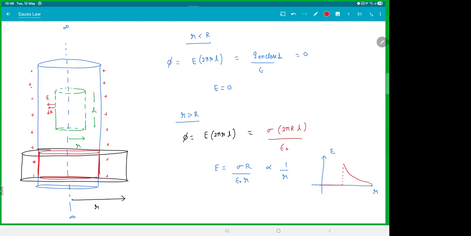All clear with this? This is the field inside a hollow cylinder. We don't have this result in electrostatics. You should know how to do this. These questions by themselves will be proper mains level questions. Any doubts on this?